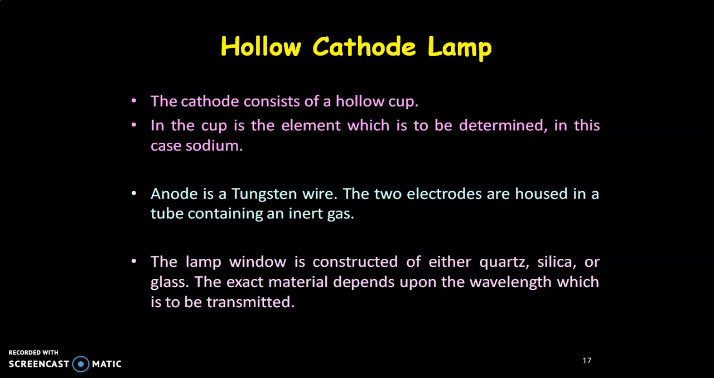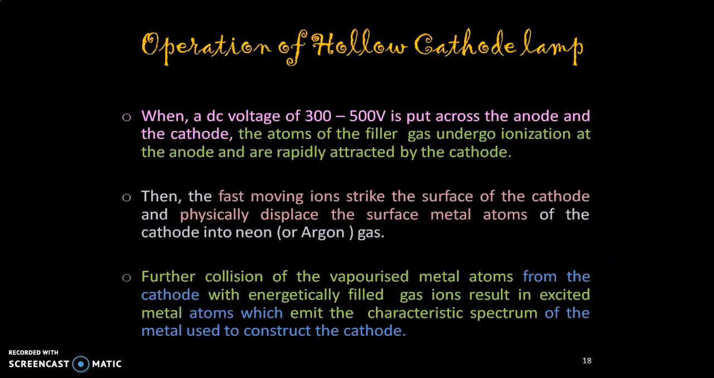The two electrodes are housed in a tube containing an inert gas. The lamp window is constructed of either quartz, silica or glass. The exact material depends upon the wavelength which has to be transmitted. Operation of hollow cathode lamp. So how does this hollow cathode lamp work?